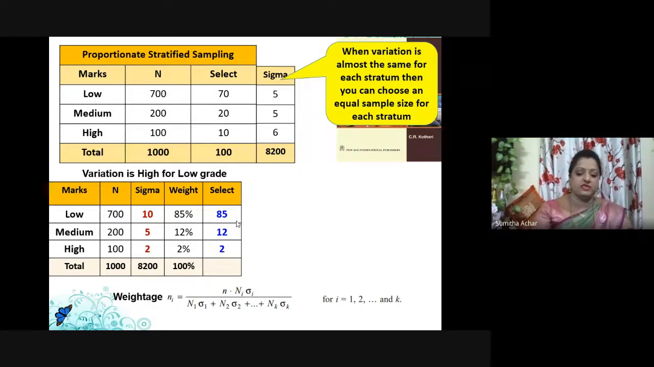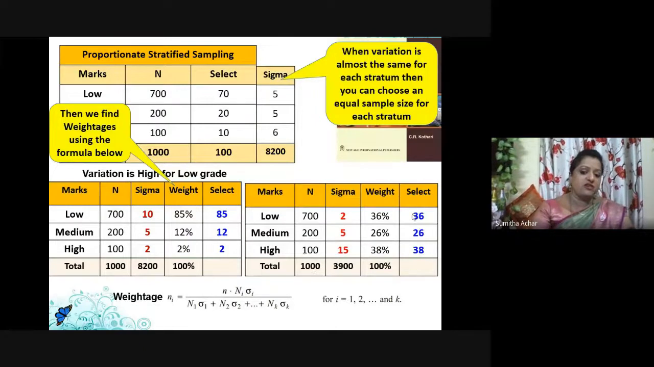Now, C.R. Kothari also says, suppose your variation is in the reverse, that is low as 2, medium as 5, high as 15. Again, proportionate sampling will be an error. He says it's always better to go for the weights and then consider the sample sizes, right? So this is the clarity that I want to give you when you have the standard deviation.